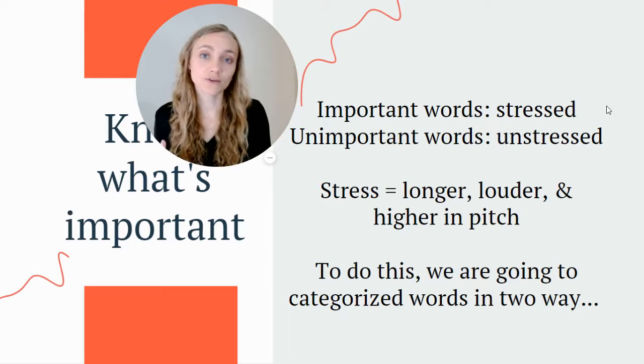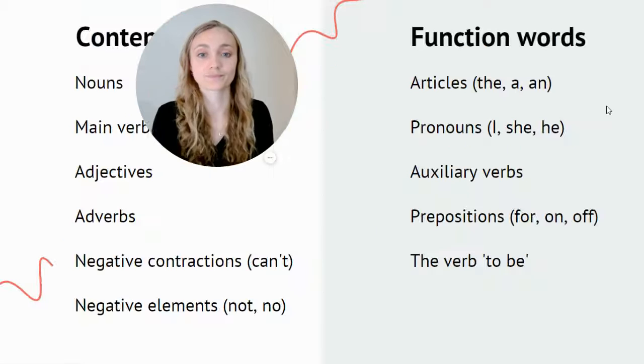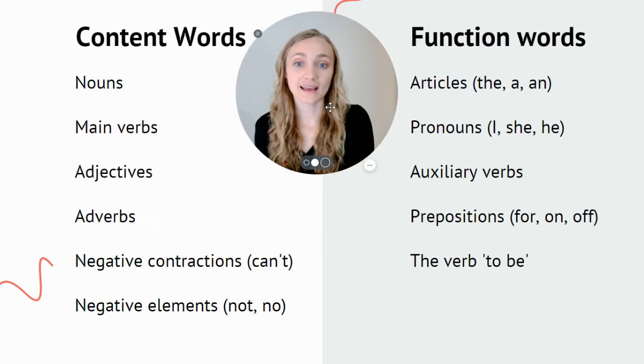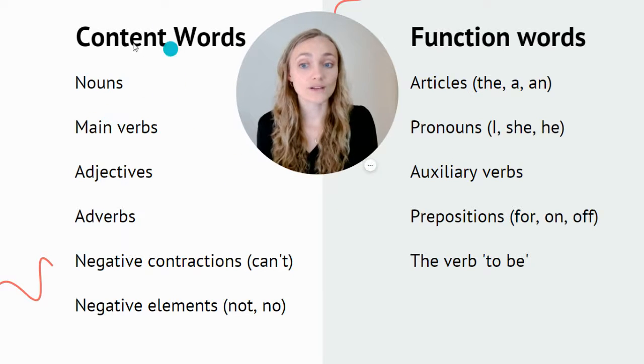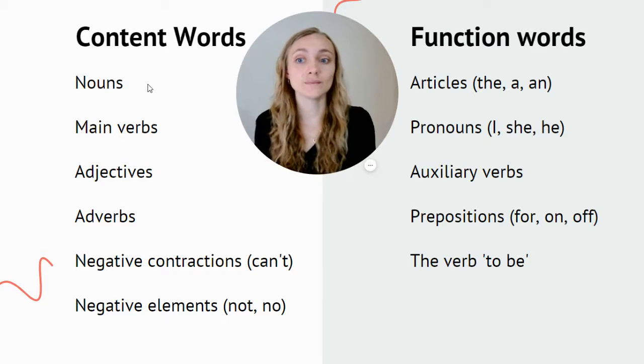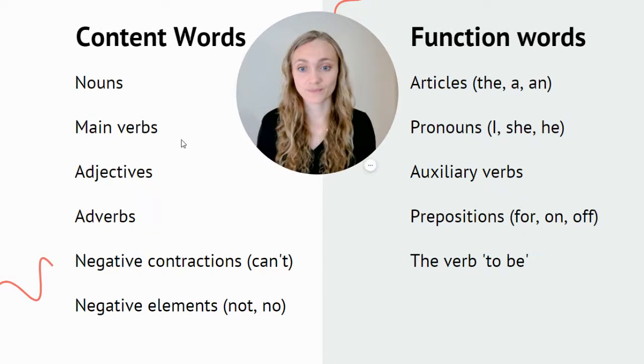And to do this, we categorize words in two different ways. So we have content and function words. So content words are the important ones. These are nouns like house or a name like Kayla, my name, your name, a person, a place, Pennsylvania, Texas, Spain. So those are nouns. Main verbs, so the main action in a sentence, like talk, walk, eat. Adjectives like beautiful, big, or red. Adverbs like quickly, slowly, quietly.